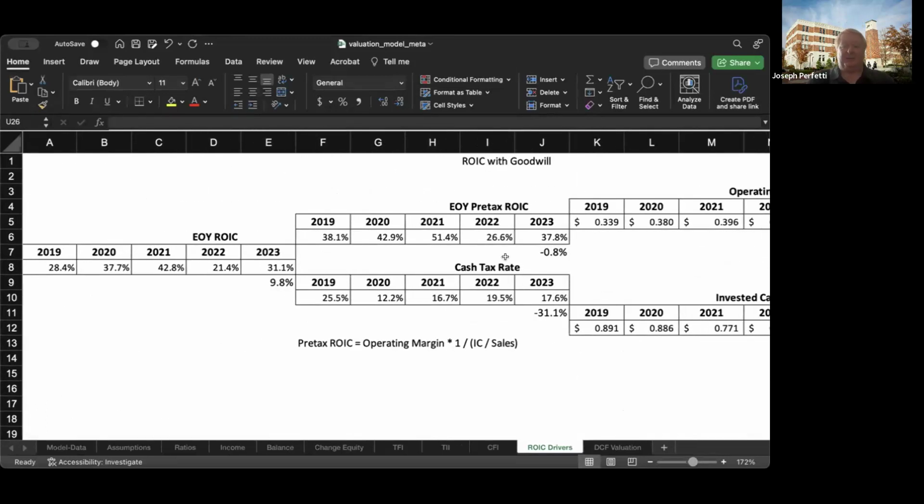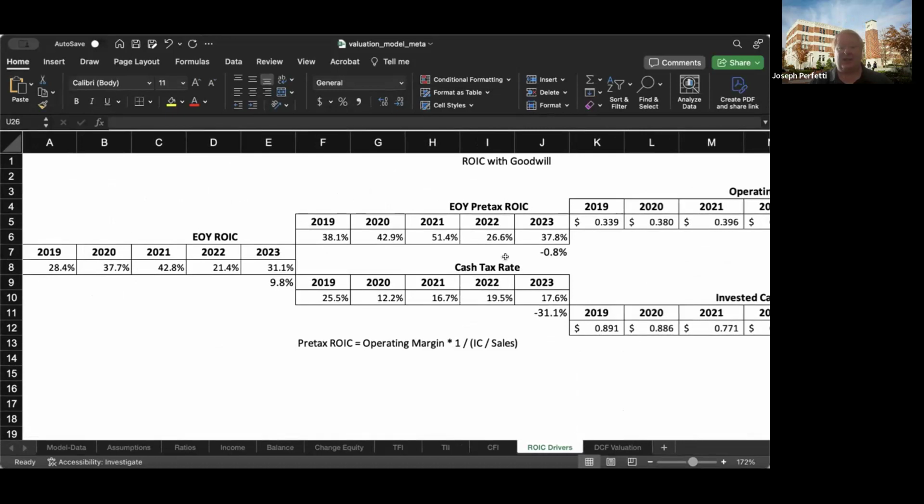All right, so your paper, again, minimum 500 words, it should have said something like this. Looking at the end of your ROIC for Meta in 2019, it was 28.4%. In 2023, it improved to 31.1%. That was a 9.8% 5-year change. So the real premise of what you're trying to do is explain that 5-year change. Why did it go up from 28.4 to 31.1?